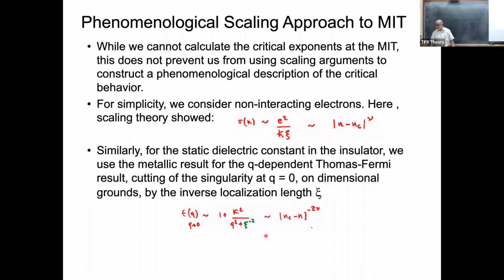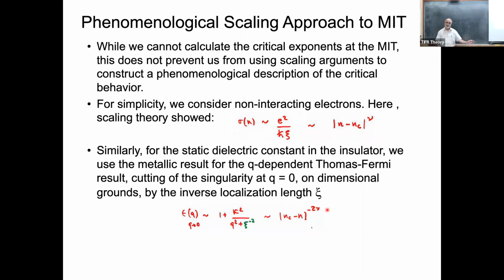And if that's the way it goes, then you can let q go to 0, and you see that epsilon goes as nc minus n to the minus 2 nu, because there are 2 powers of xi in that. So it says that the conductivity exponent on the metallic side and the dielectric constant exponent on the insulating side are related. There's a factor of 2 between them.